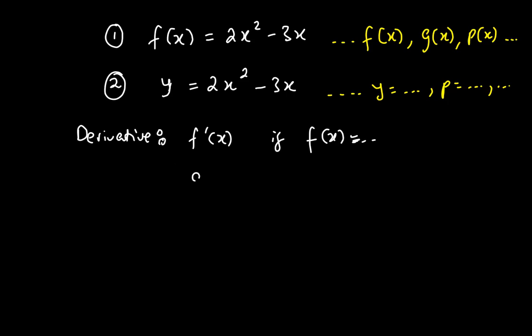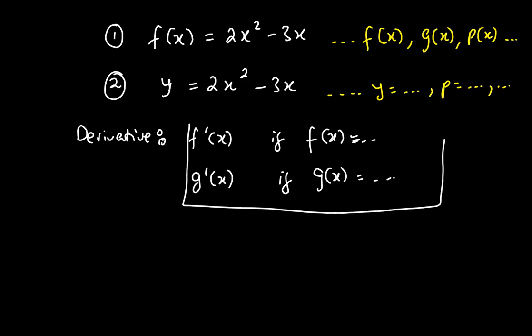Then you can also say the derivative of g, if your equation is g at x equals something. Then you're going to have dy, that is the first notation there. You can have g at x, p at x, it will just follow the same pattern. However, this is just the first method. However, if your equation is as number 2 there, the derivative can be expressed as dy over dx.